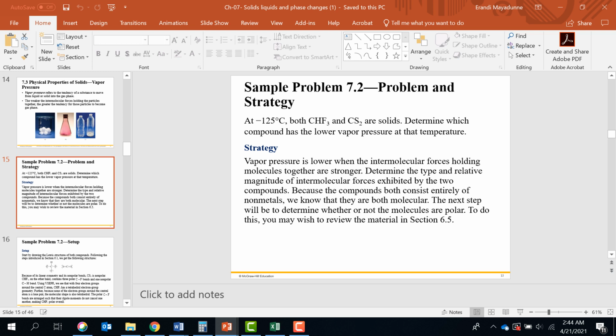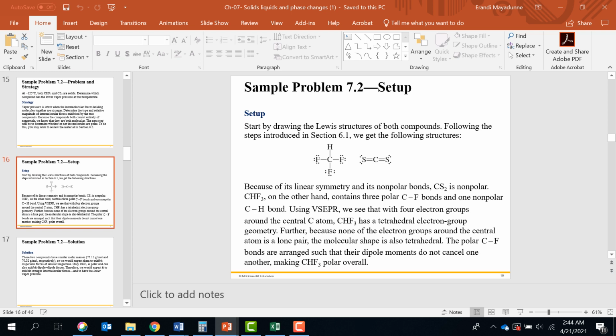So when I draw this one, I have CHF3 and then CS2. You can see this compound is polar. This one is non-polar because the two sulfurs pull the electrons with the same strength, but this is a polar compound. This is the overall polarity because fluorine pushes the electrons towards itself, resulting in a negative and a positive end. So this has polarity. Because of this polarity, this has a little bit lower vapor pressure than this one.